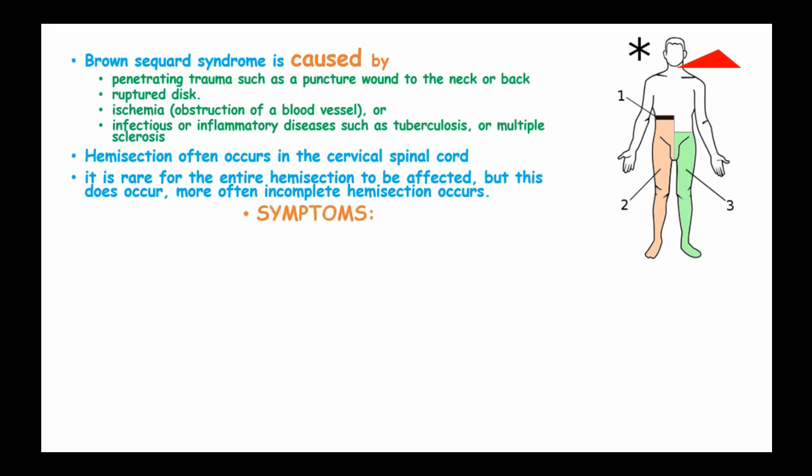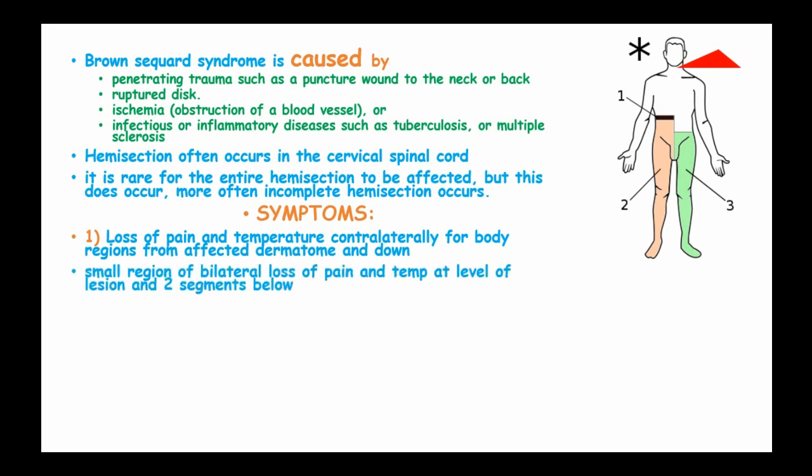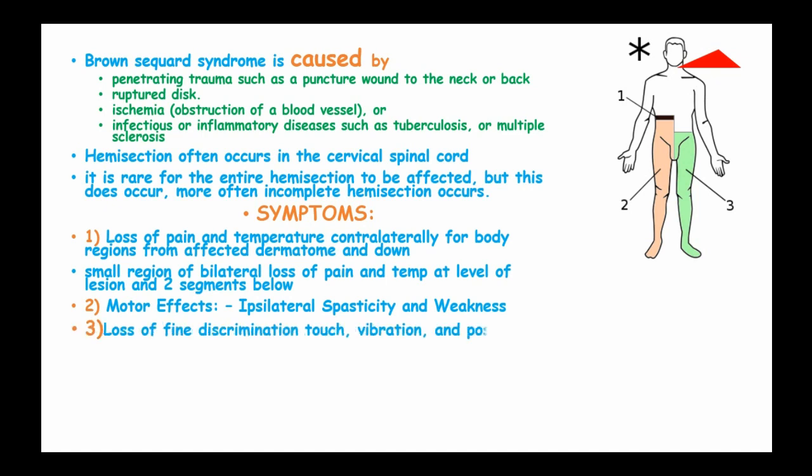The signs and symptoms of Brown-Sequard syndrome are: we have loss of pain and temperature contralaterally from the body regions from the affected dermatome downwards, and then we have a small region of bilateral loss of pain and temperature at the level of the lesion and two segments below. Then motor effects such as ipsilateral spasticity and weakness of the muscles, and loss of fine discrimination such as touch, vibration, and position sense ipsilaterally from the body regions from the affected dermatome. This makes the patient unable to distinguish vibration or touch.